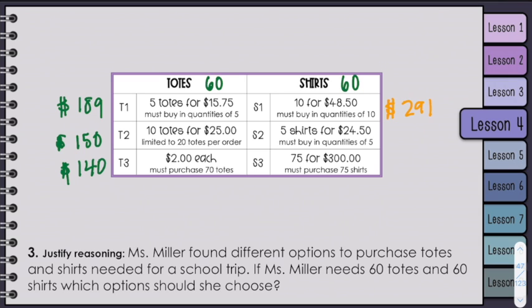For the 5 shirts for $24.50, you need to buy it in 5s. So you need to buy at least 12 sets. Multiply that by $24.50, you're going to get $294. And then 75 for $300, obviously you don't want any more, so it would be $300. And now you have to pick which sets would work the best. So option 3 is the cheapest for totes, and option 1 is the cheapest for your shirts.